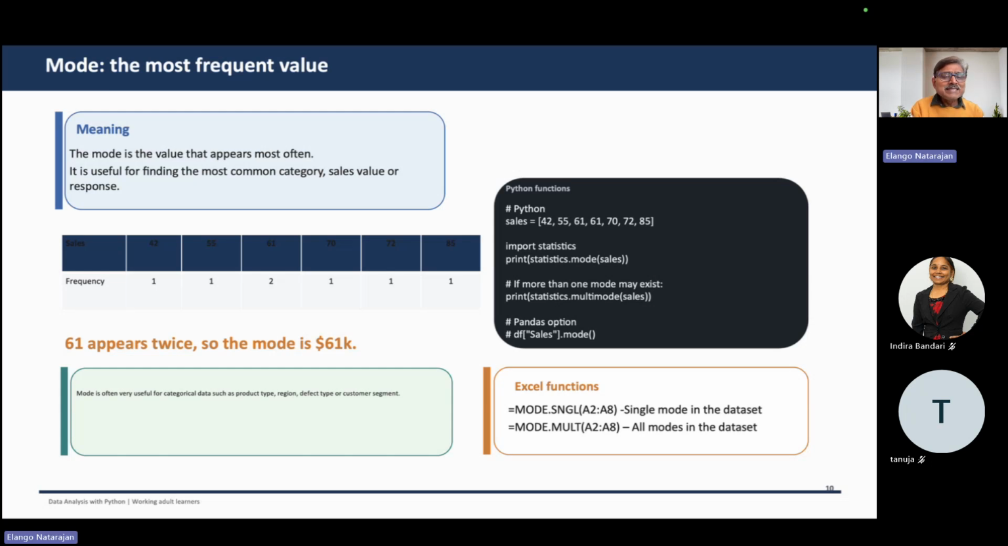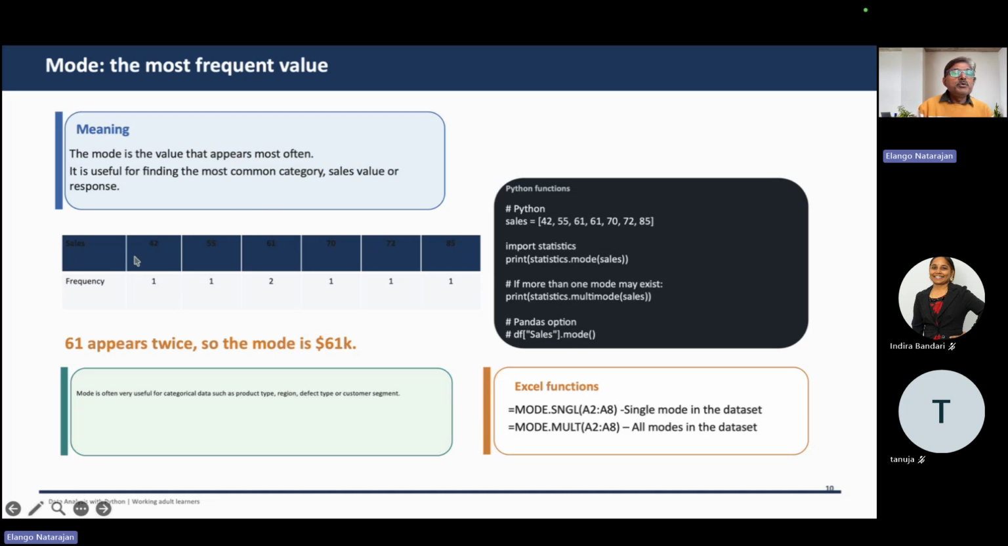Mode is the one we use for the categorical data mostly. What we do is try to find the value appearing most of the time, the frequently appearing value. We are trying to find the values that appear most often. That is what is called mode.